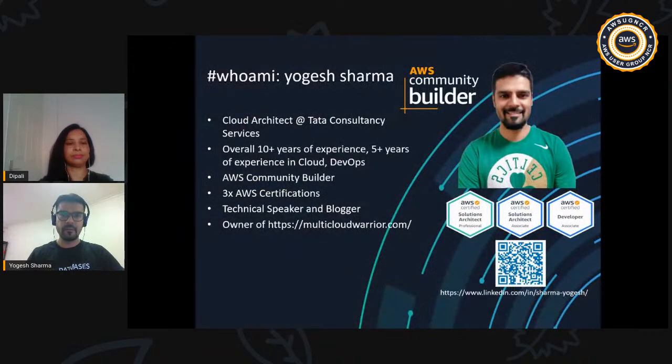Let me quickly introduce myself. I'm Yogesh Sharma, working as a cloud architect at Tata Consultancy Services. I have over 10 years of experience in the IT industry, and for the last 5 years I've been working in cloud, DevOps, and ML. I have worked in different roles, starting as a cloud engineer, then cloud senior engineer, and now as a cloud solution architect. And as Dipali mentioned, I am an AWS Community Builder.